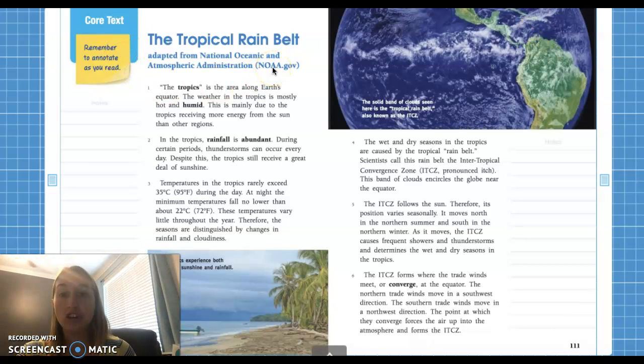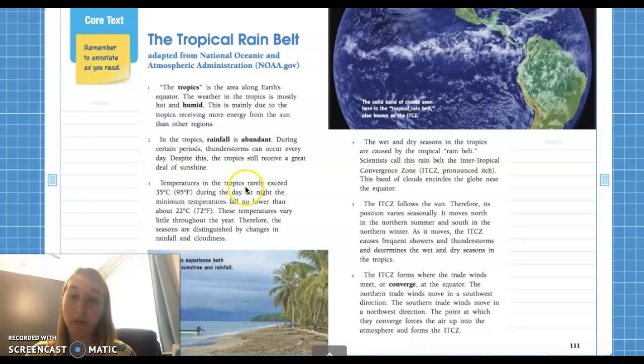Our title is the tropical rain belt. Make sure you guys are following along, circling your vocab words as we're reading. The tropics is the area along Earth's equator. The weather in the tropics is mostly hot and humid. This is mainly due to the tropics receiving more energy from the sun than other regions. In the tropics, rainfall is abundant. During certain periods, thunderstorms can occur every day. Despite this, the tropics still receive a great deal of sunshine.